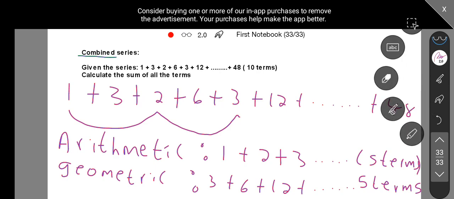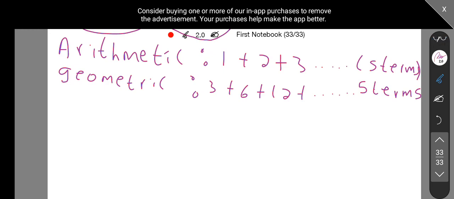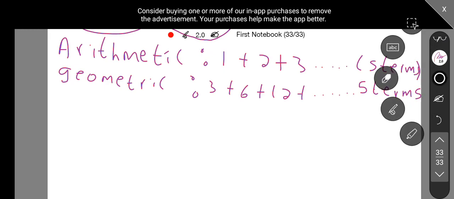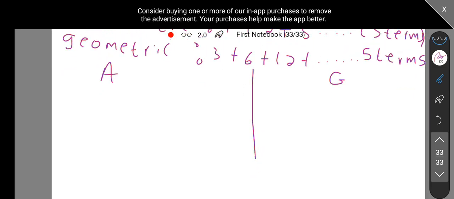Okay, so we're going to add the two series. We're going to calculate the sum of the arithmetic part and the sum of the geometric part, then independently, we're going to add them. Let's draw a line here to show that here we're going to calculate the sum of the arithmetic and here we're going to calculate the sum of the geometric. So I want you to be used to using the formula.